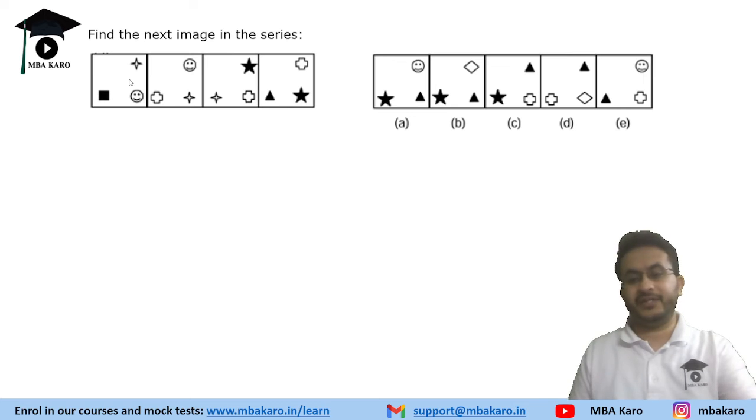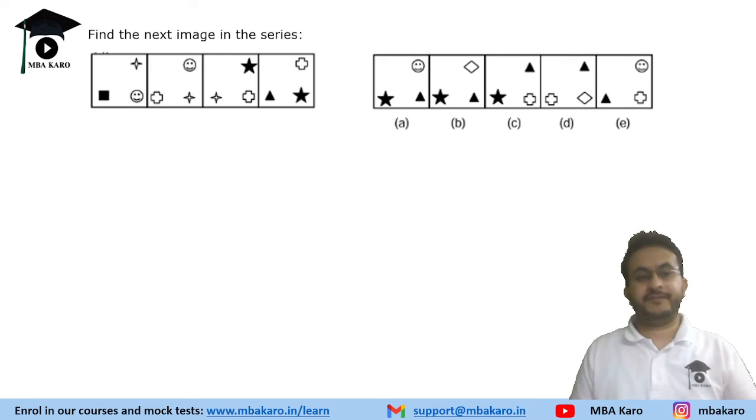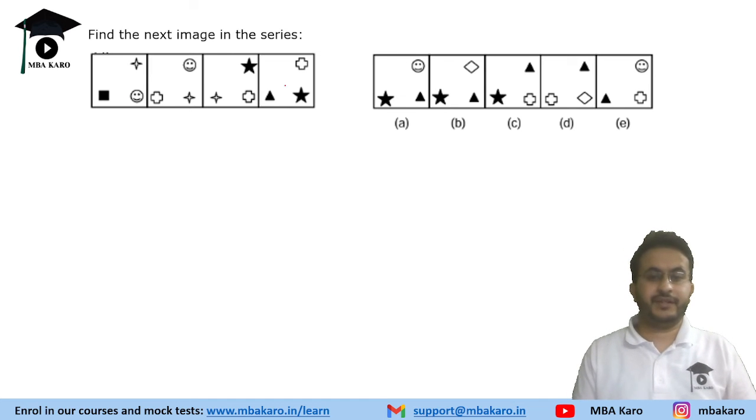Next question, again on series. Here we have three elements. Let us see what is happening in the second image. These two are getting swapped and this is becoming a new element in the next image. Now from second to third, these two are getting swapped, and this is changing into a new element. Now third to fourth, these two are getting swapped and this is turning into a new element.